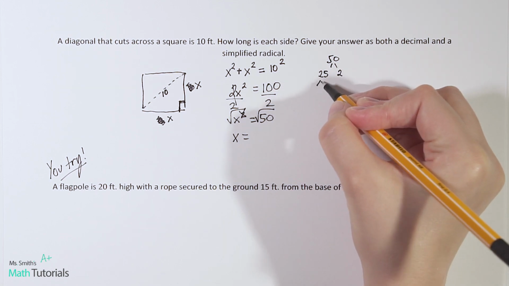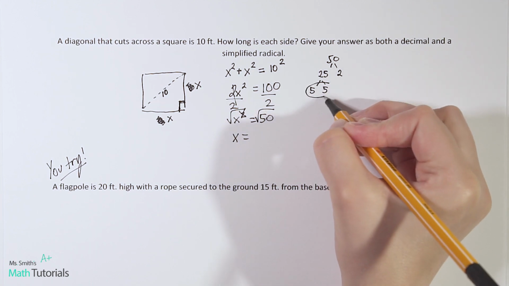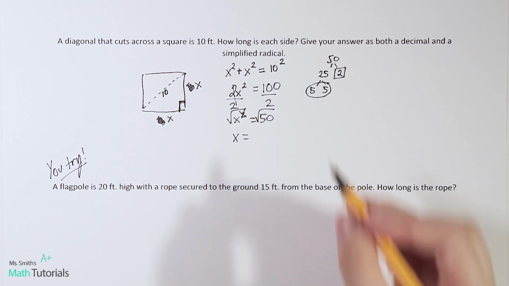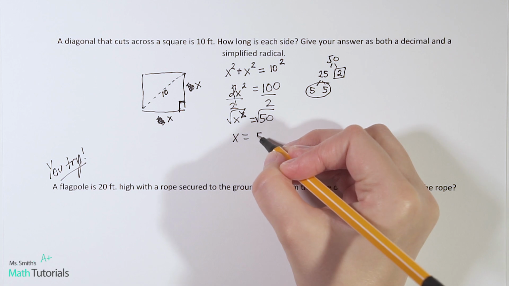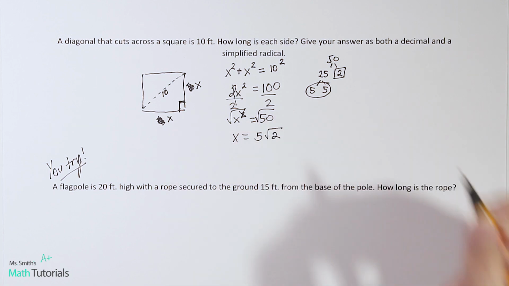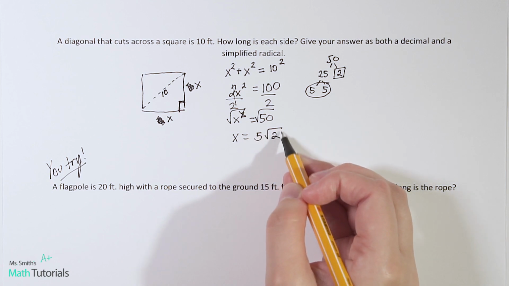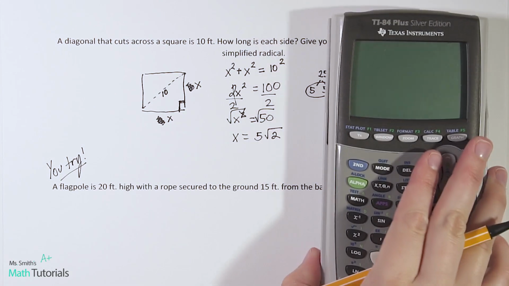So for the 25, we could break that further into 5 and 5, and we still end up with a pair of 5s and 1 2 with no partner. So those 5s come out to make 1 5, and then the 2 stays underneath the radical. Now we do need to be able to write this in a decimal form as well, as that's what it asked us to do, so we'll note that.